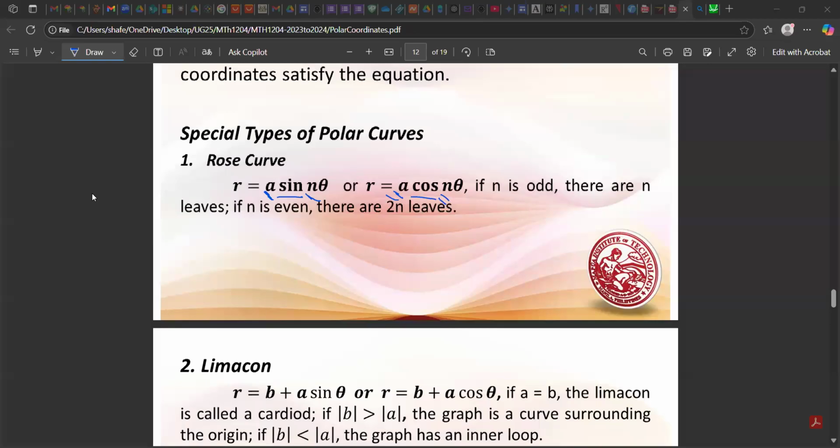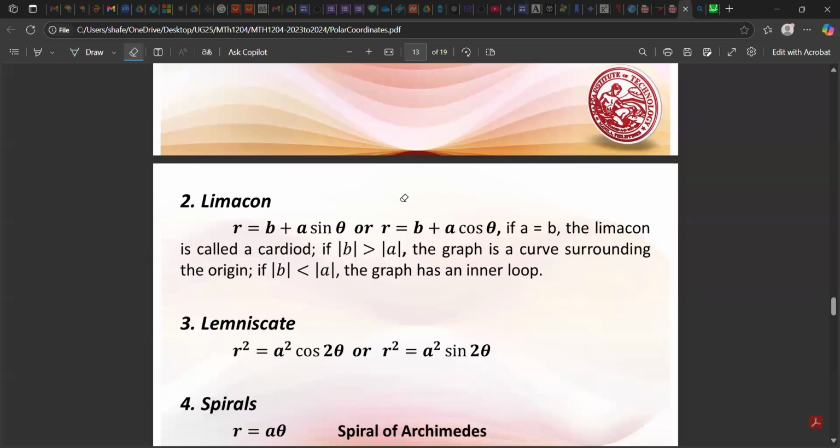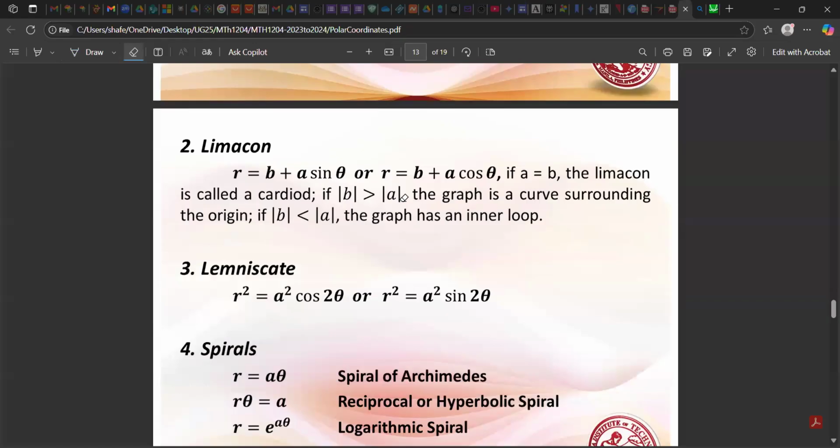So here it is. We have the general formula of the whole family of curves. And then you have what you call the limaçon. The limaçon has this form: R equals B plus A sine theta, or R equals B plus A cos theta. And then they're telling you some conditions, that the limaçon is going to be a cardioid if A equals B. And again, I want you to do this investigation.